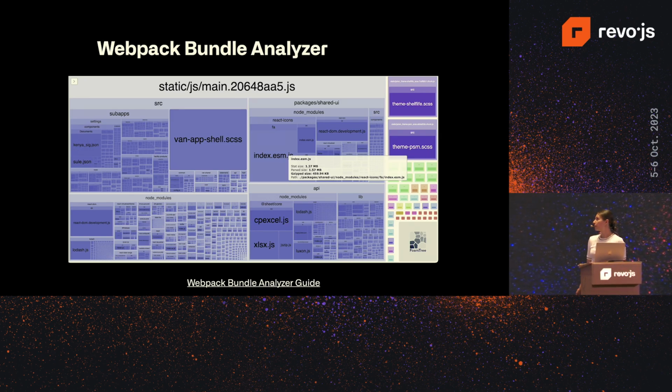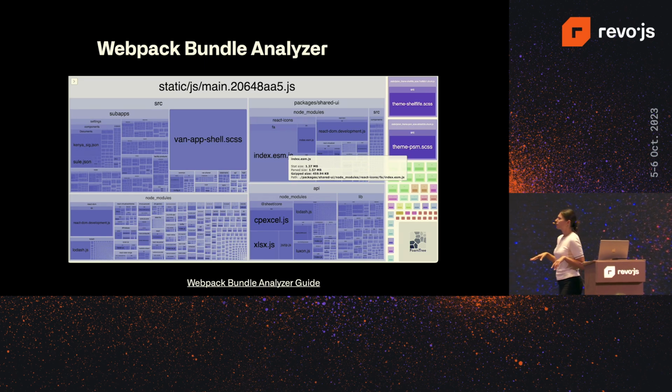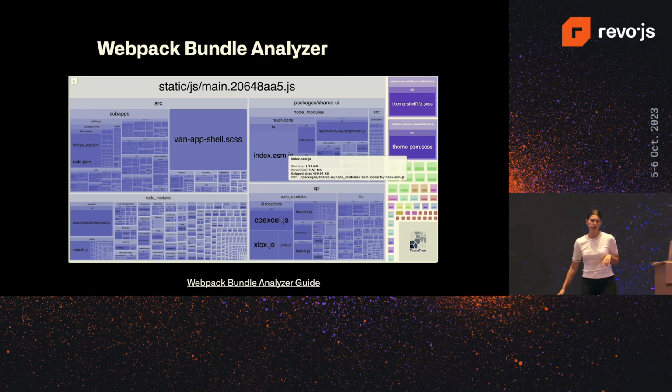For example, we found out at some point that some React icons library is producing 1.5 megabytes. No, sorry, it was more. I think this is after optimization.